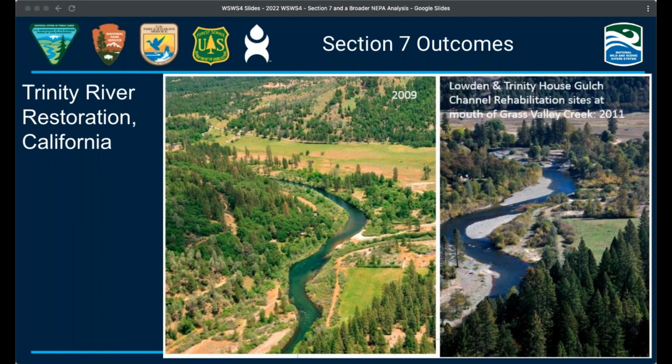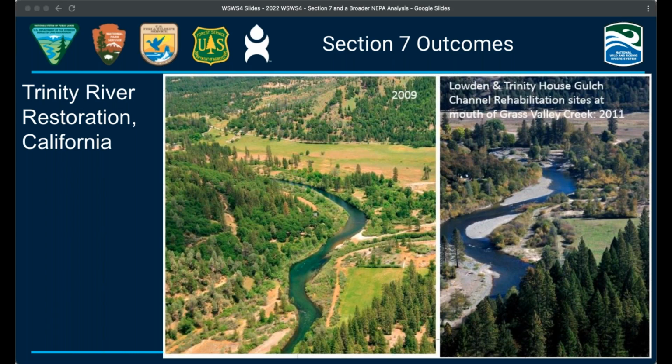In the case of the Trinity River, fisheries is the outstandingly remarkable value. As you can see in the 2009 photo on the left, the river channel had become deeply entrenched, resulting in very little shallow water and side channel habitat for spawning and rearing. And project stakeholders desired to implement a restoration project to improve the habitat.